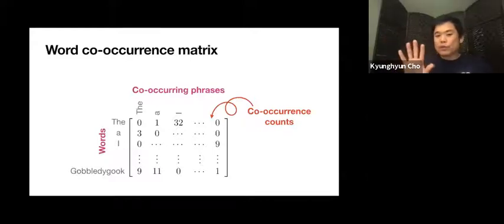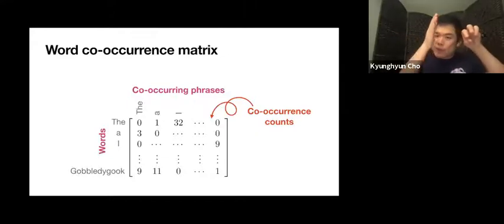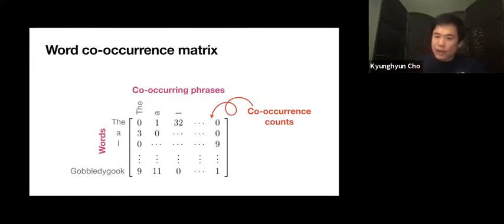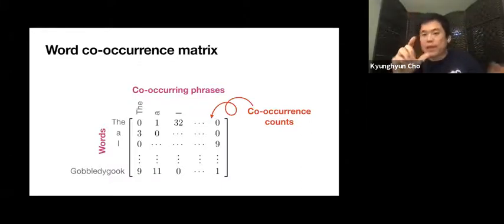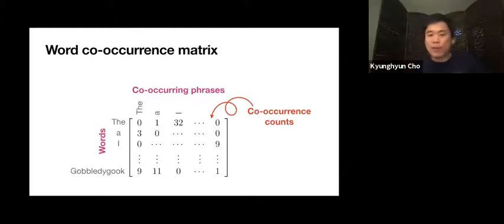And what we end up with is so-called word co-occurrence matrix, where each row corresponds to each word, and then each column corresponds to a co-occurring phrase or word. And then each entry in this matrix corresponds to the number of times the corresponding word and the phrase co-occurred in a large database of text that we have collected. And then it's becoming increasingly easier to collect such a data set thanks to the availability of large amount of the public text on the internet.